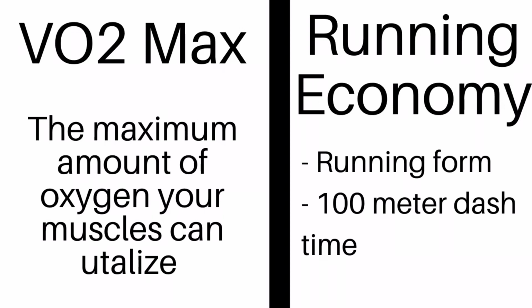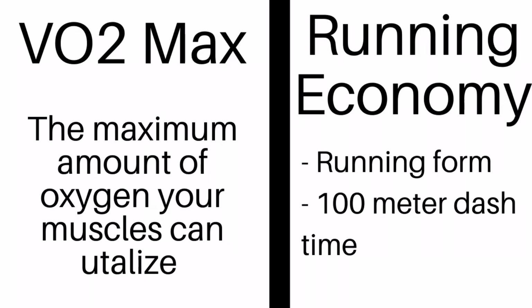And then for improving your running economy, improving your 100-meter dash time will help you out a lot with that. And just improving your running form will help you out a lot too, because you'll be more efficient. Now, being able to clear blood lactic faster and improving on your aerobic base will also help you out a lot when it comes to distance running. But for this specific video, we'll be talking a lot about VO2 max and running economy.